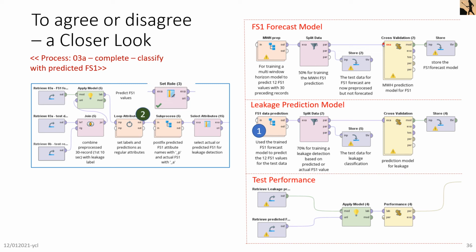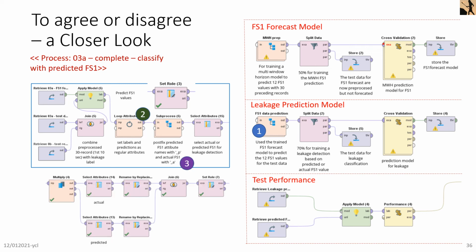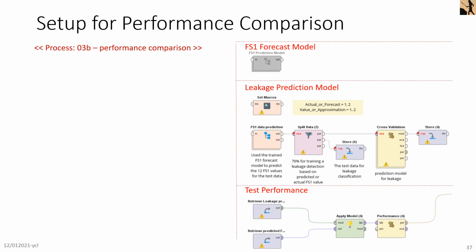Okay, so for example, here in the second step, we set the role. As you know, now the role is pump leakage, right? And the sub-process here is where we will try to pick up the actual values or predicted values. That can be done if you have the forecast value ready already. So now we can set the whole thing up for performance comparison.